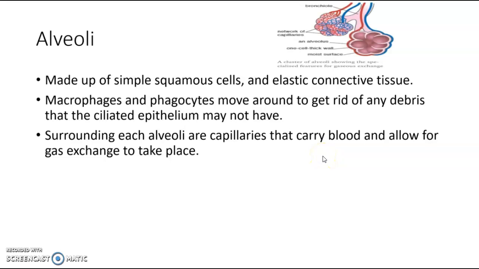Okay. The alveoli. The alveoli are made up of simple squamous cells and elastic connective tissue. Macrophages and phagocytes move around to get rid of any debris that the ciliated epithelium may not have. So even if stuff gets down into the lungs, there are macrophages and phagocytes that spend their time there trying to make sure that all of those things get removed so that the lung is not damaged. Surrounding each alveolus are capillaries that carry blood and allow for gas exchange to take place.